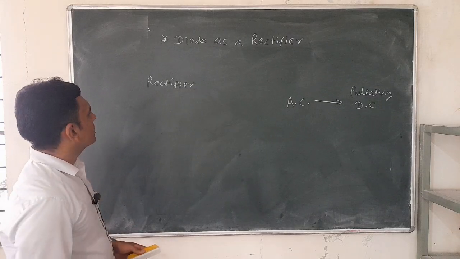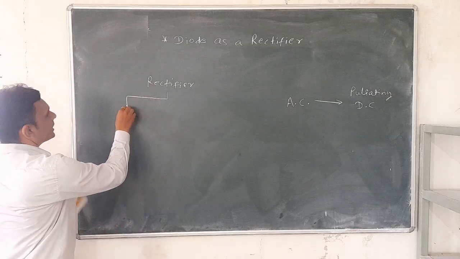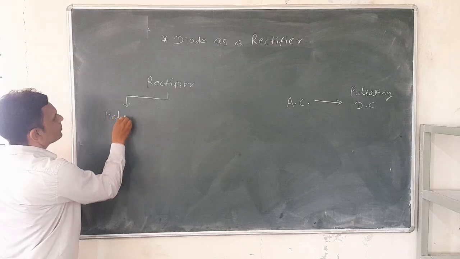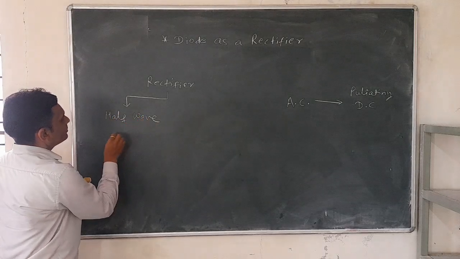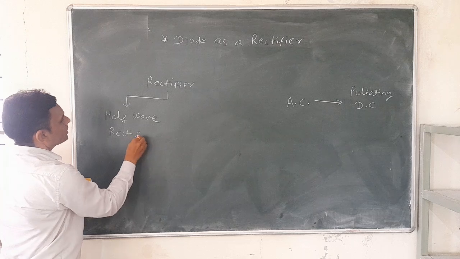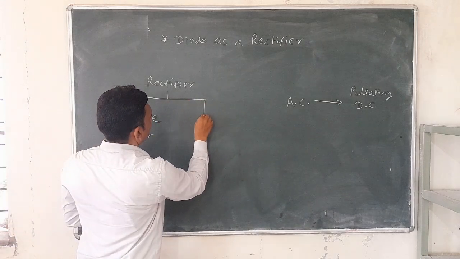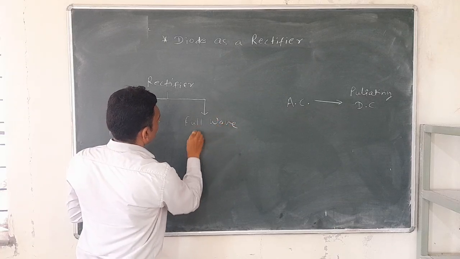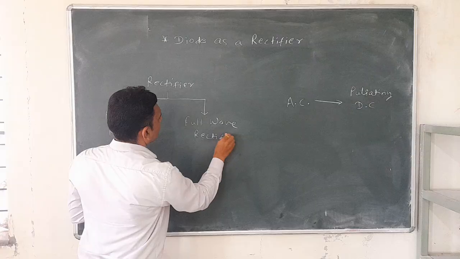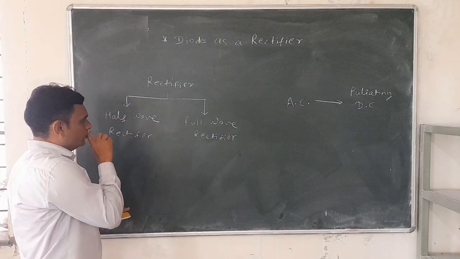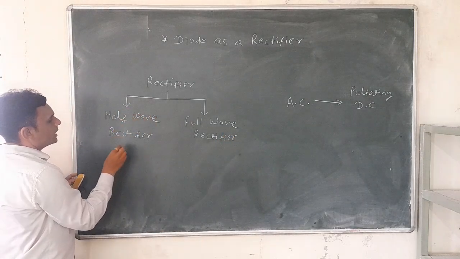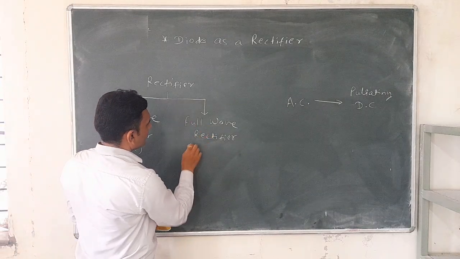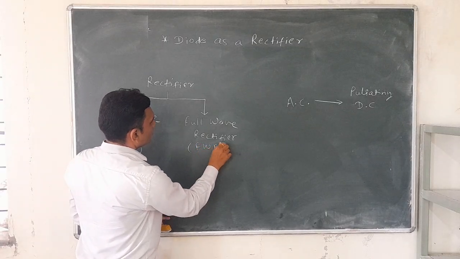First we will see the types of rectifier. There are two main types of rectifier. First is half wave rectifier, and second is full wave rectifier. Half wave rectifier, in short HWR, and full wave rectifier, in short FWR.